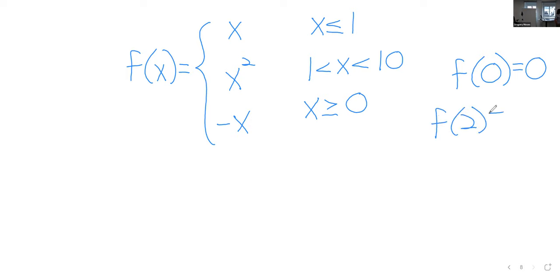F of 2 is what? 4. Thank you. 2 is between 1 and 10, so we're in the second piece and we're squaring our output. Was the bottom one supposed to be 10? Because otherwise, yeah. You are correct. Thank you.